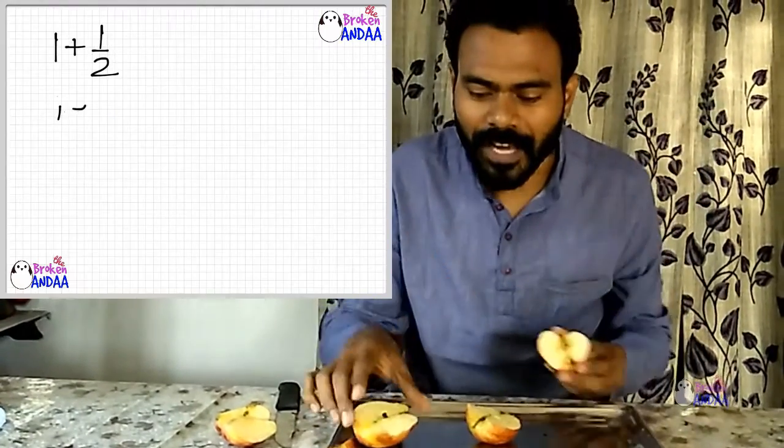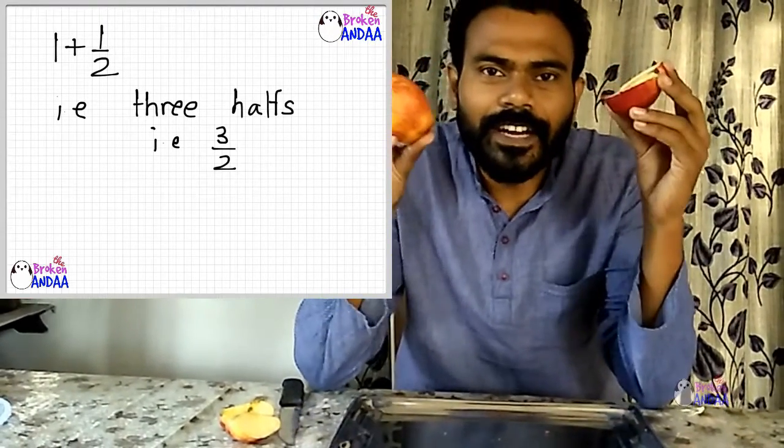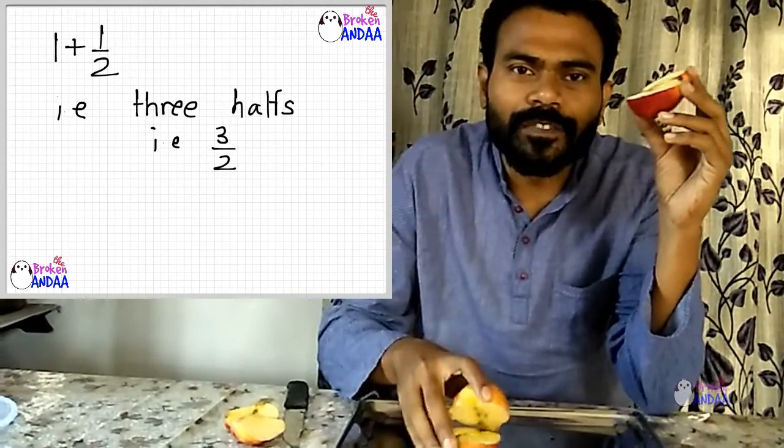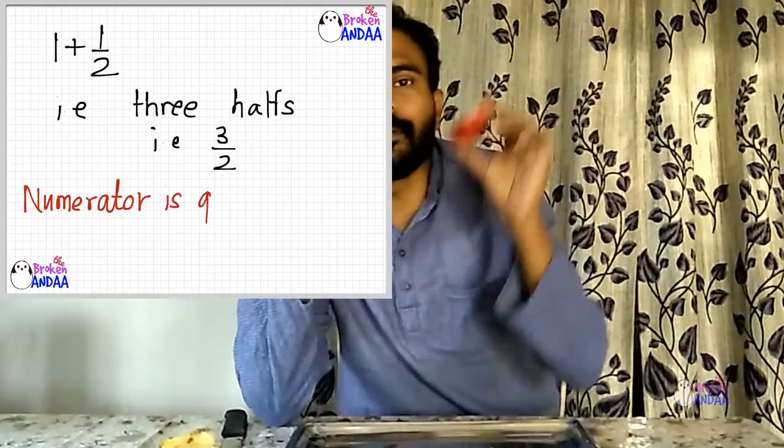Okay, this is half. Now I will cut this again into 2 halves. Now how much is this? Half, half and half. That means I have divided every apple into halves. So each of these pieces is half and I have selected 3 of these. So it will be 3 by 2. But in this case, the numerator is greater than the denominator. Why is it so? Because I have one complete apple and I have something more than that.